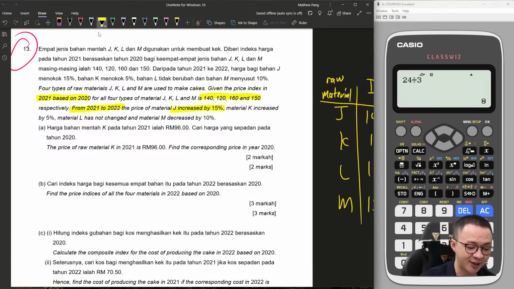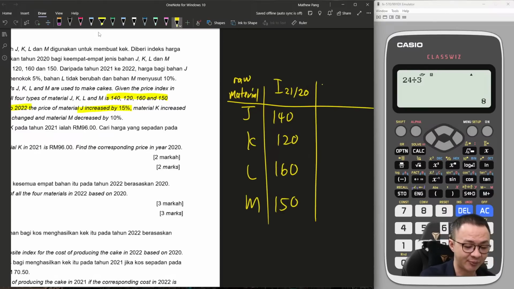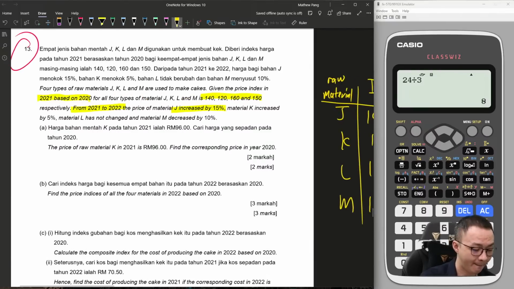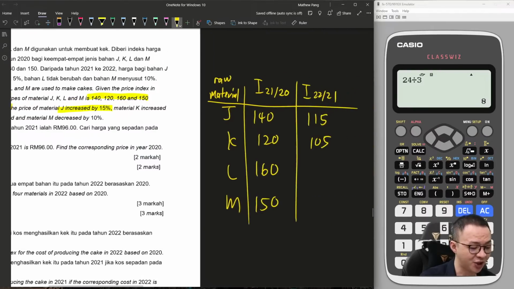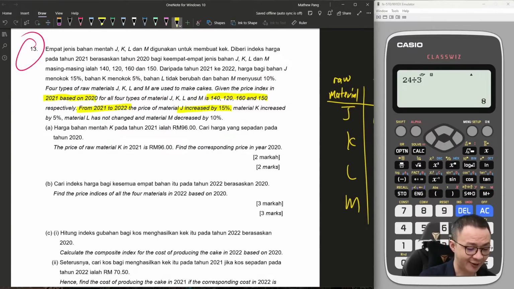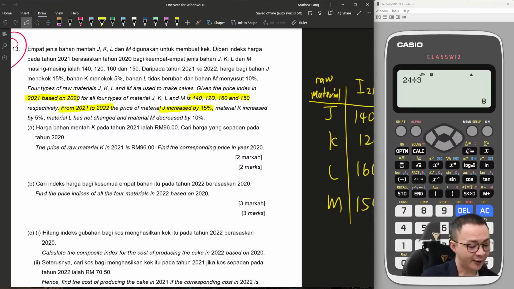J increased 15%. So here I will have a new index number, which is 22 based on 21. J increased 15%, 115. K increased 5%, 105. L has not changed, 100. And M decreased 10%, 90. Okay, done. The price of the raw material K in 2021 is 96 ringgit.